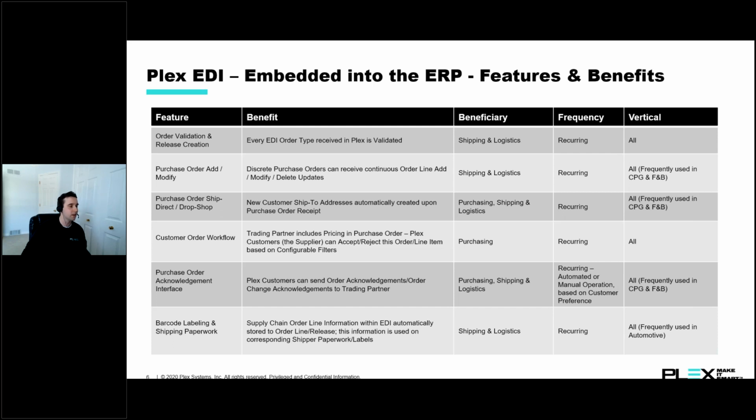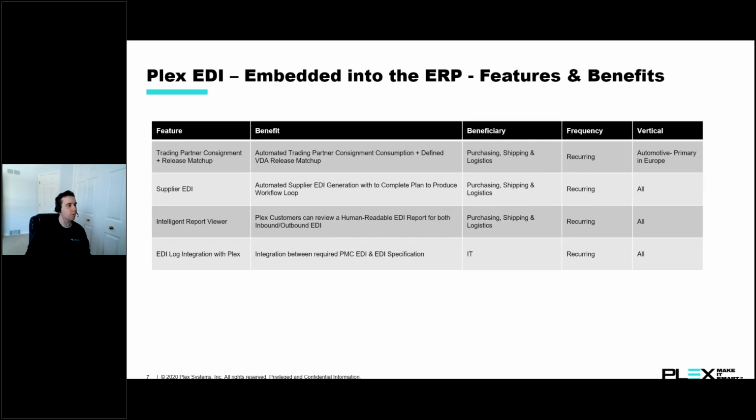Ultimately, this information is populated on labels and shipping paperwork, and all of this information flows into the other parts of the system. So EDI is really the door into the ERP and the automation that takes place between the supplier and the customer. Again, just some additional information I thought I'd include: there are human readable reports that Plex provides. Many times Plex customers are interested in the accums that are recorded between supplier and trading partner.